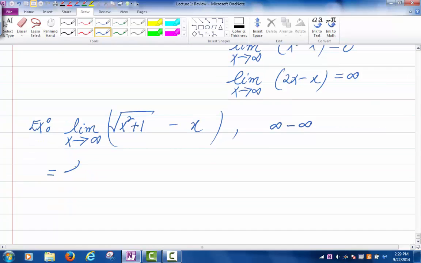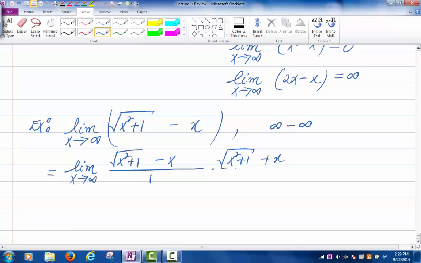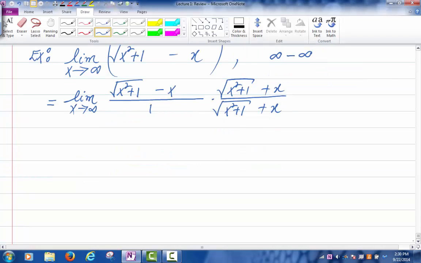So this would be the limit as x goes to infinity. Notice that this thing is root of x squared plus 1 minus x, divided by 1. And we are going to rationalize, so we're going to multiply with this plus x divided by the same thing. And when we multiply the two numerators, what do we get?